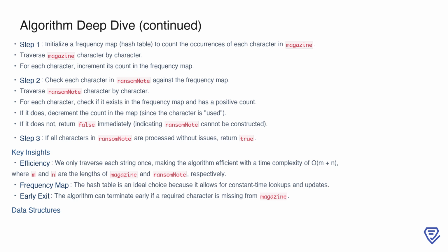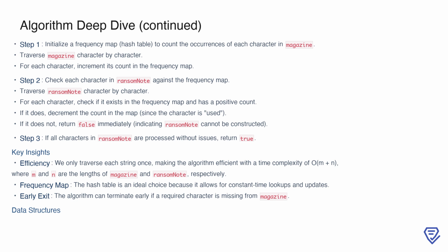In step 2, we verify if ransomNote can be constructed by traversing it character by character. For each character, we check if it exists in the frequency map and if its count is greater than 0. If it does, we decrement the count, representing that we've used this character. If it doesn't exist or its count is 0, we immediately return false because the construction is no longer possible. In step 3, if we process all characters in ransomNote without issues, we return true, indicating that the construction is successful.